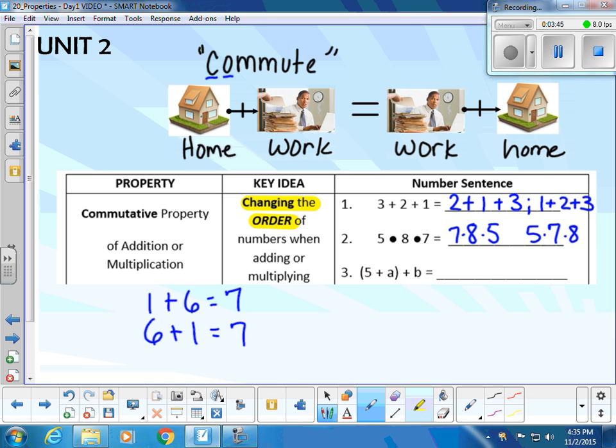However, sometimes they're going to throw something like this at you, where you've got 5 plus A in parentheses, plus B. All you are looking for here is that we're going to start with adding B, but we're still going to keep 5 plus A in the parentheses. Or you might see B plus A plus 5. What's in parentheses is going to stay in parentheses. We have to add that first, but the order that we write them in can change. So you can change the order inside the parentheses, but you cannot change which numbers are inside the parentheses. That's a different property.